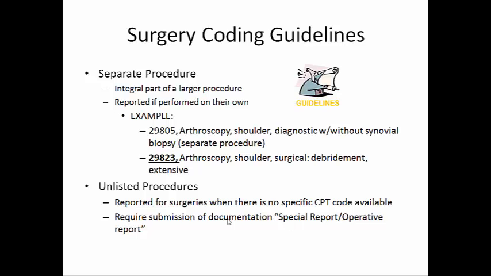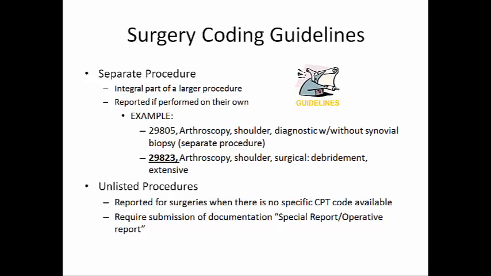Now, unlisted procedures are reported for surgeries when there is no specific CPT code available. I would really suggest that before a coder bills out an unlisted procedure, they have somebody else take a second look, just to make sure that another CPT code would not be more appropriate. When you do bill out an unlisted procedure, it is required that the billing department submit the operative report or a special report.